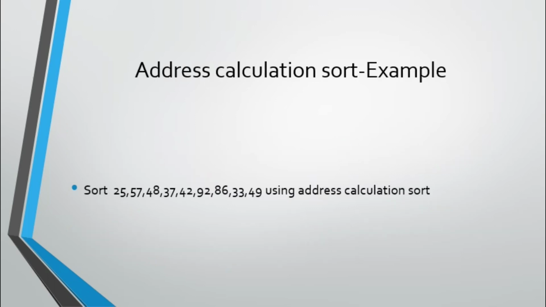Please write these numbers in the same order in which they have been given in your paper, because when we take the slide you need to know what the numbers were. So once again: 25, 57, 48, 37, 42, 92, 86, 33 and 49. We know that this is not sorted in any order, so we need to sort it in ascending order.